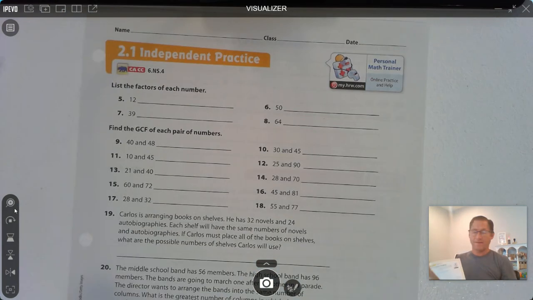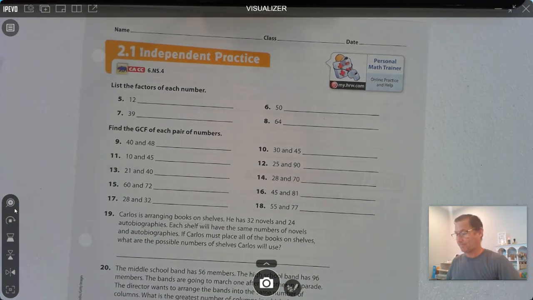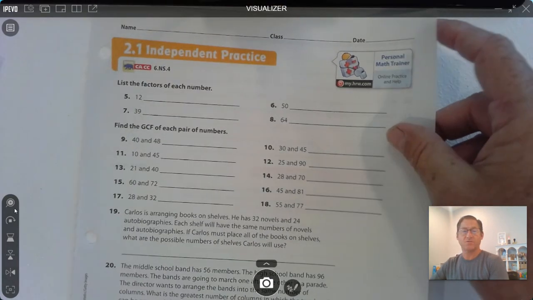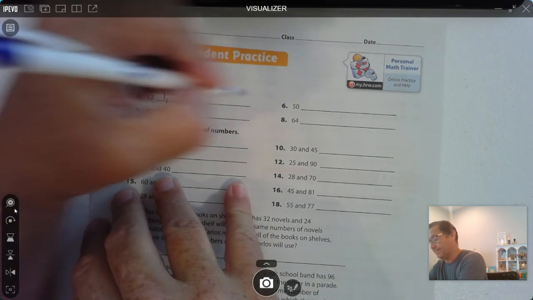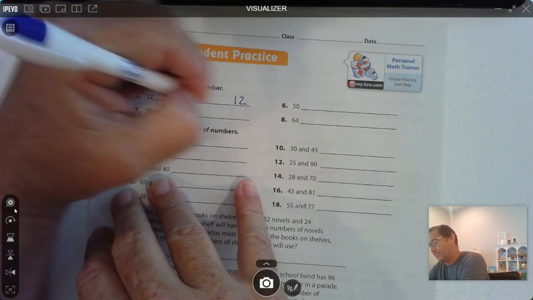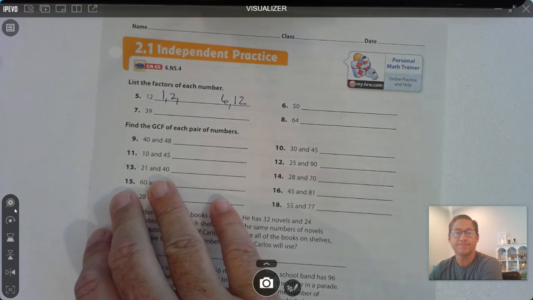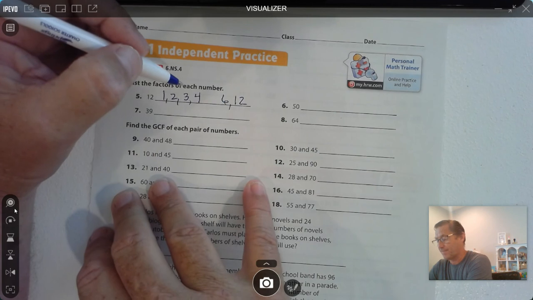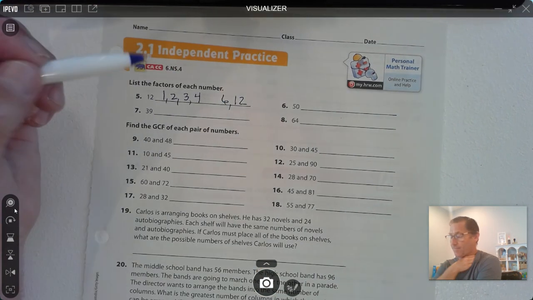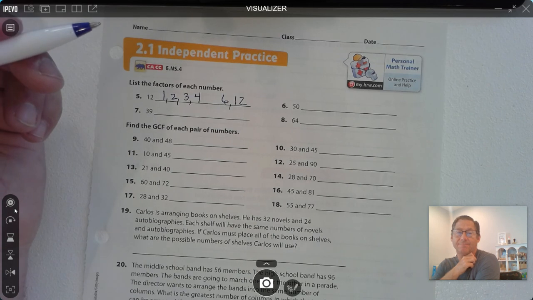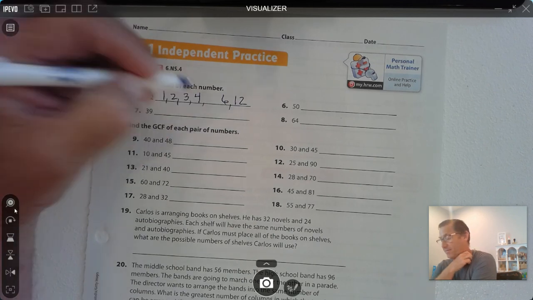All right, moving on. All right, number 5. List the factors of each number. All right, what's the factors of 12? Well, 1 and 12, 2 and 6, 3 and 4. 5 is not a factor of 12. 6 is. 7 is not. 8 is not. 9 is not. So those are our factors of 12.